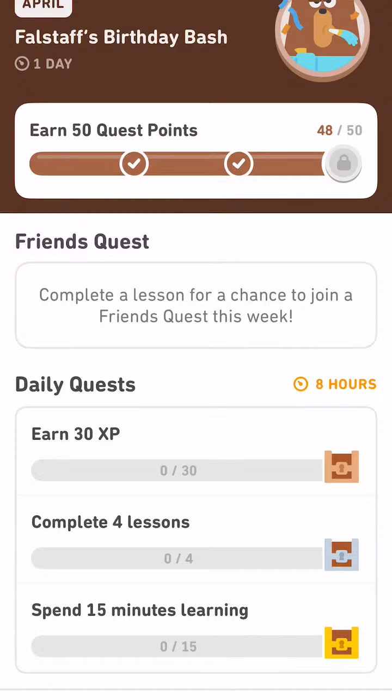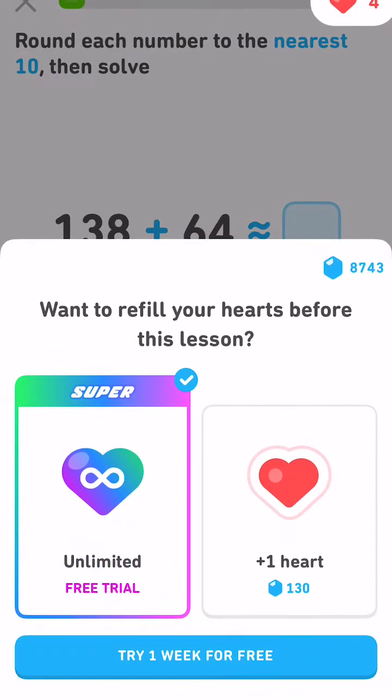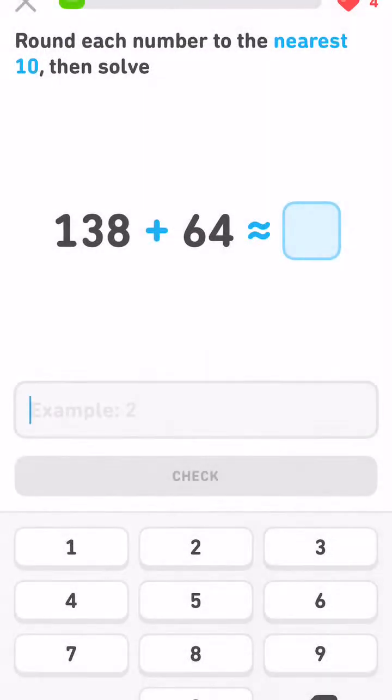Okay, so today is quite simple. We need to earn 30 XP, complete 4 lessons, and spend 15 minutes learning. So let's get started with rounding. Okay, so here we need to round to the nearest 10 and then solve. So let's say 140 plus 60, which would be 200.